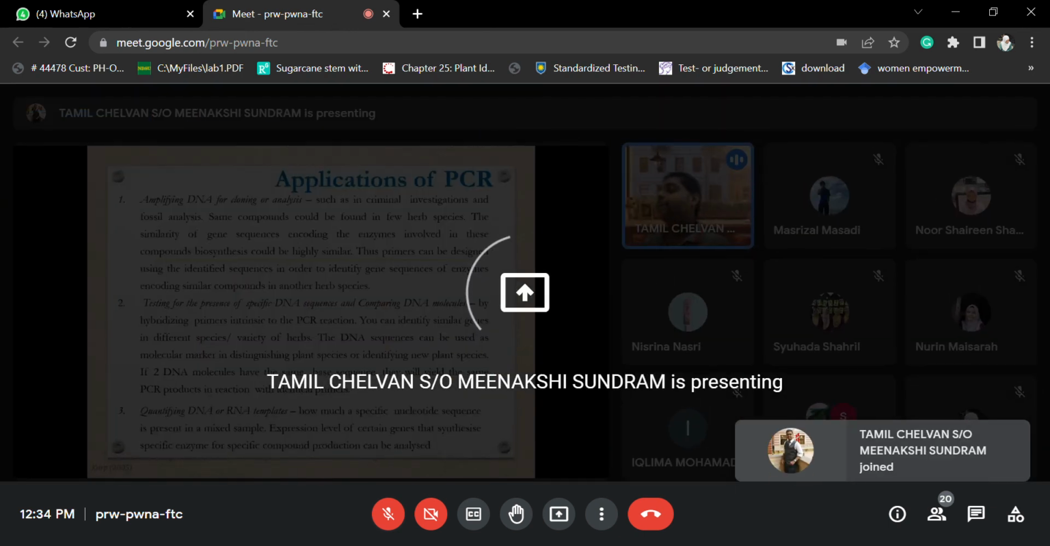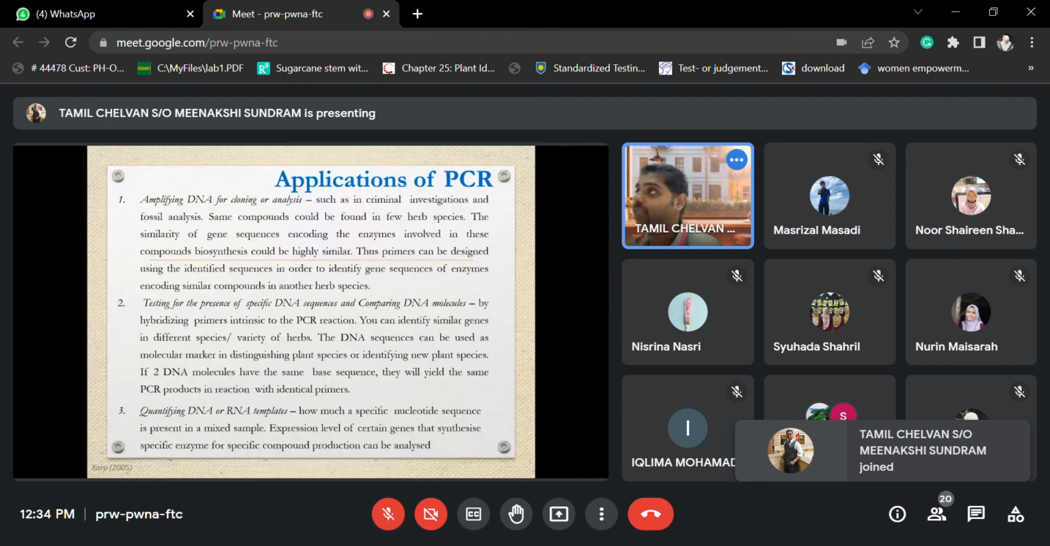Okay, we are back. Lagi dah 3-4 slide je, so we can finish. Okay, application of PCR. Amplifying DNA for cloning or analysis. So, you nak jadikan dia banyak untuk buat cloning in future. Such as in criminal investigation kan. You tengok kan macam forensic science and so on kan. Crime scene investigation tu semua kan. CSI semua tu. Criminal investigation and fossil analysis.